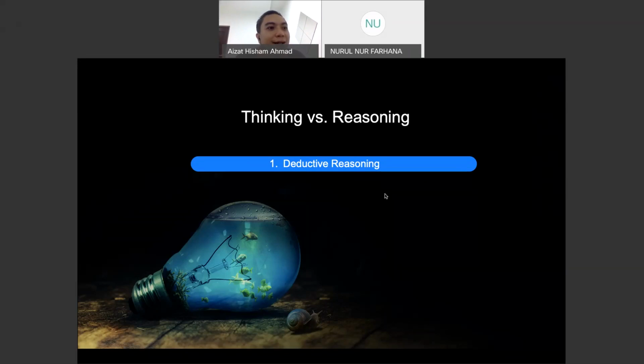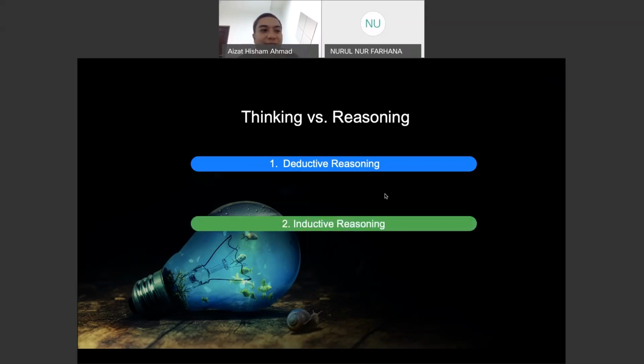Okay, and when you talk about deductive reasoning, as I said, it also depends on the factual basis of what you already know. Okay, so that's deductive reasoning. Now, inductive reasoning, the second one.